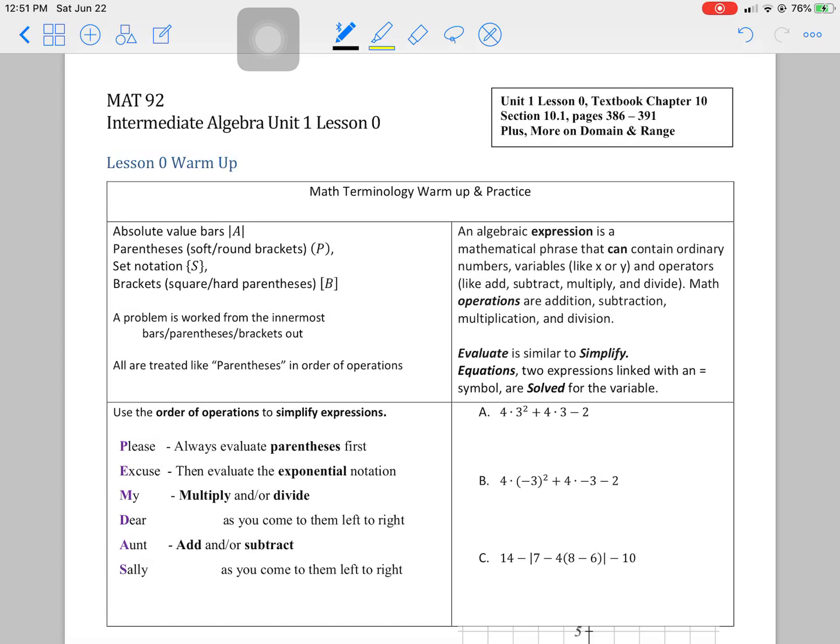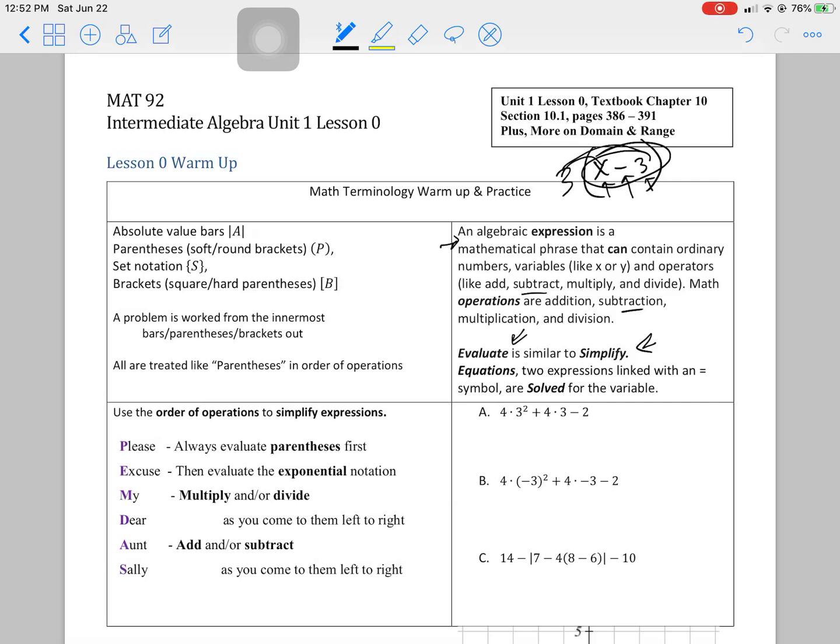Within parentheses, you have expressions. Right here it says it's a mathematical phrase that can contain ordinary numbers, variables like x or y, and operators like add and subtract. So an expression: a variable term and a constant term together make an expression. It doesn't have an equal sign, which would make it an equation. So if you have an expression, you can distribute. The minus sign is considered a math operation, subtraction. And all you can do with these is simplify them or evaluate them.